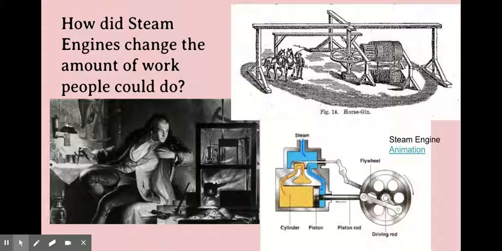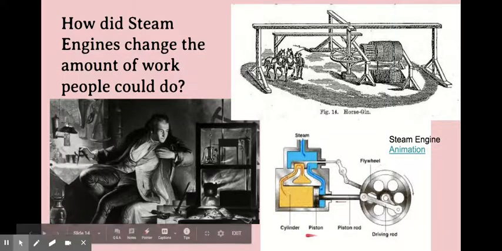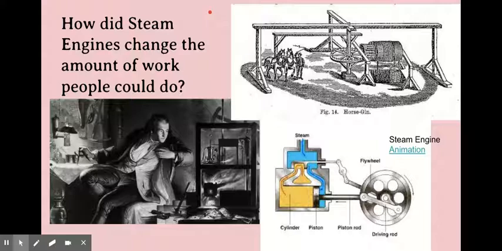The next question is, how did steam engines change the amount of work people could do? The short answer is they made it so that people could do more work. This guy here, James Watt, an inventor, invented a steam engine that was efficient enough for people to actually want to use it. Before he invented his steam engine, most things were powered by people or by animals, and a few things were powered by water wheels if you were fortunate enough to be located near a river.